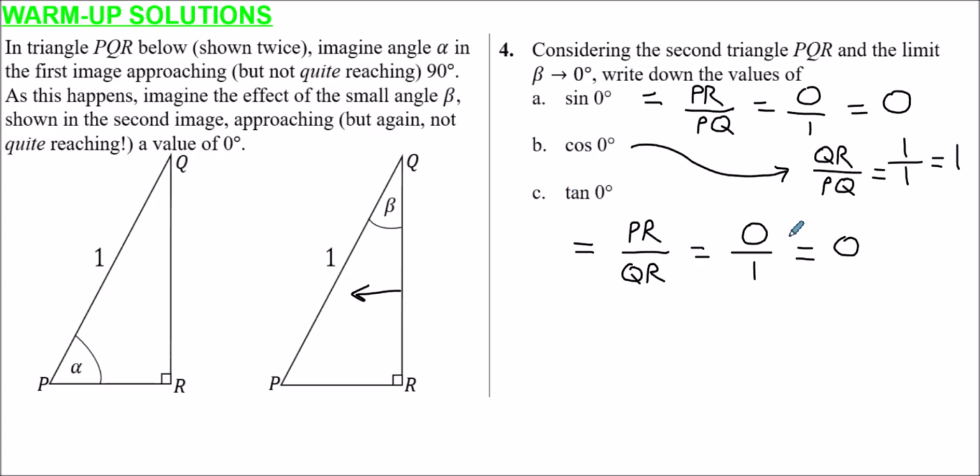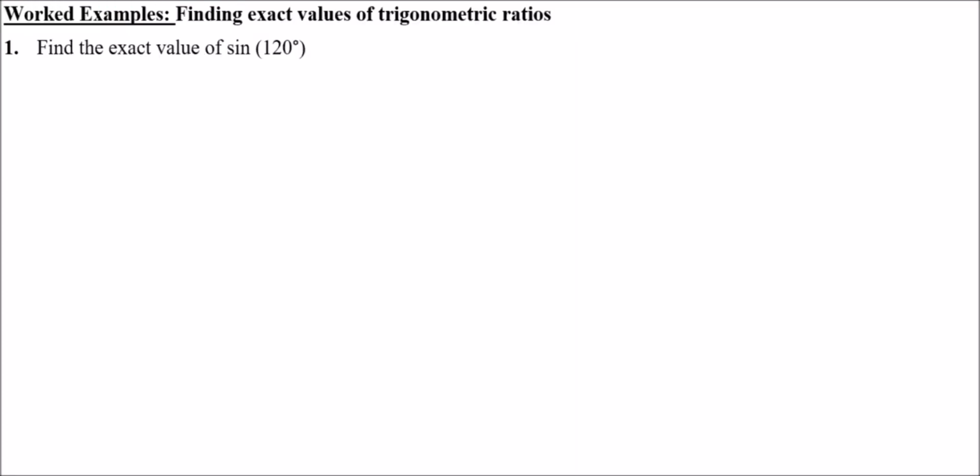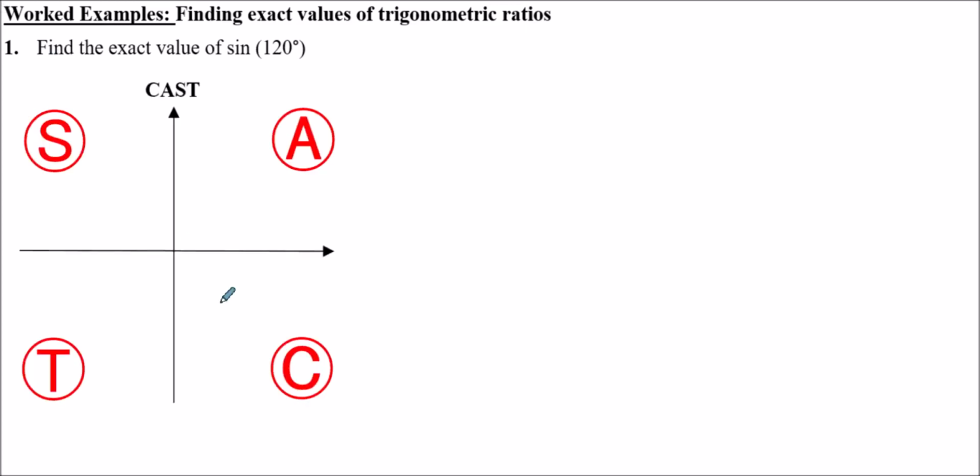So now we can have a look at the main lesson apart from the warm-up itself. So let's have a look now at thinking about finding exact values of trig ratios. So question 1, think about finding the exact value of sine 120. Okay, so finding trig values or solving trig equations, I would always suggest at this stage to get used to this CAST diagram. So here it is, CAST.